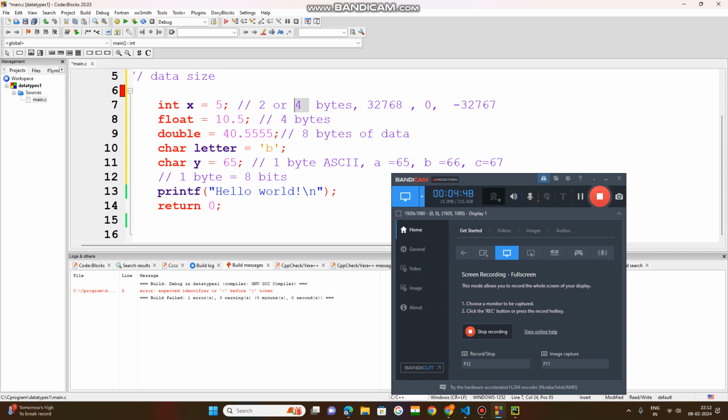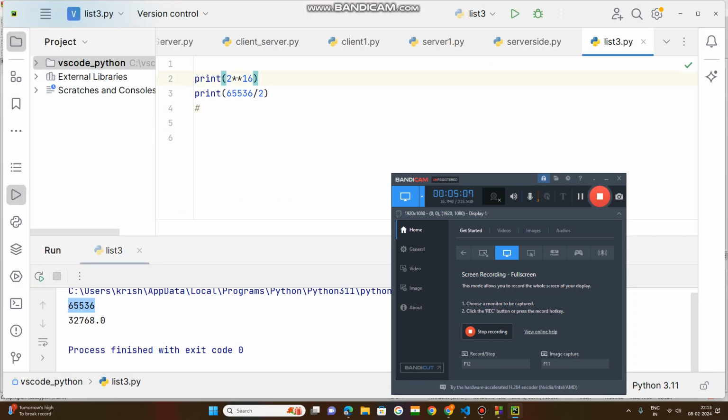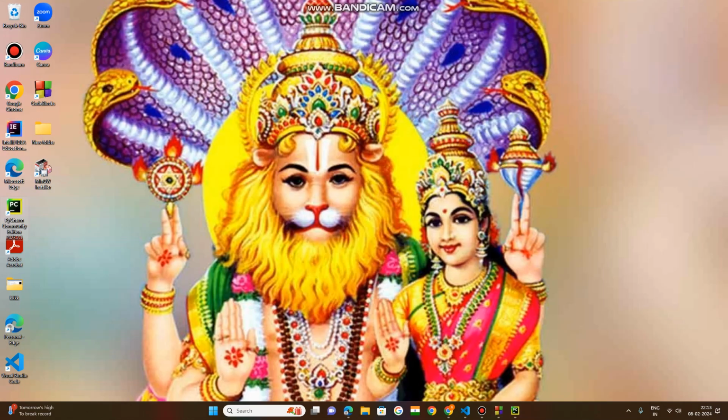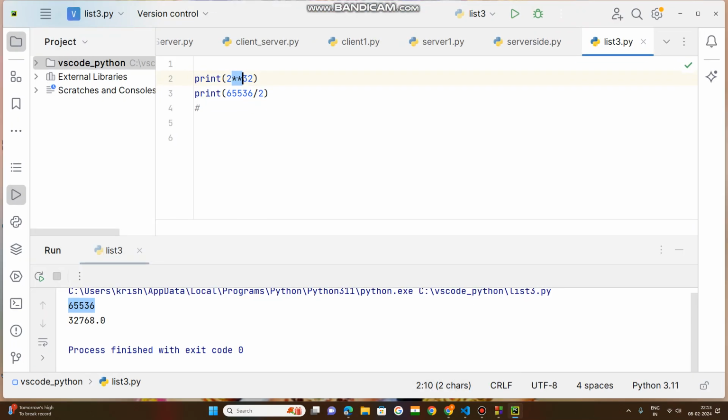If we take 4 bytes, lengthy numbers can be stored. 4 bytes means 4 into 8, which is 32 bits. So we need to calculate 2 to the power 32. I am calculating in Python, in the PyCharm code editor for Python.